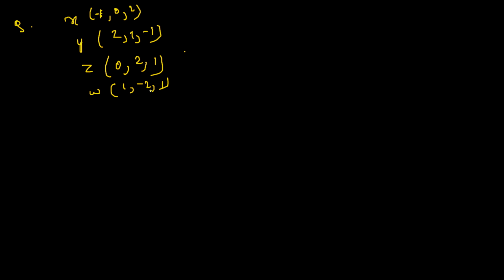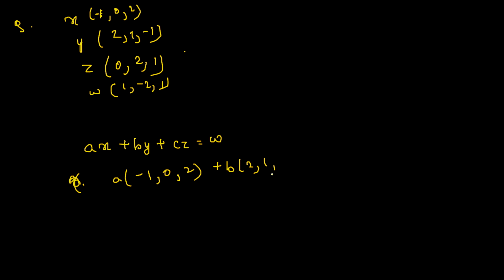So like I said, for this, let's not take a determinant, because 4 into 4 determinants get complicated. Let's take it of the form ax plus by plus cz is equal to w. Right. So a is minus 1, 0, 2, and b is 2, comma 1, comma minus 1, and c is 0, comma 2, comma 1, and that is giving us 1, comma minus 2, comma 1.